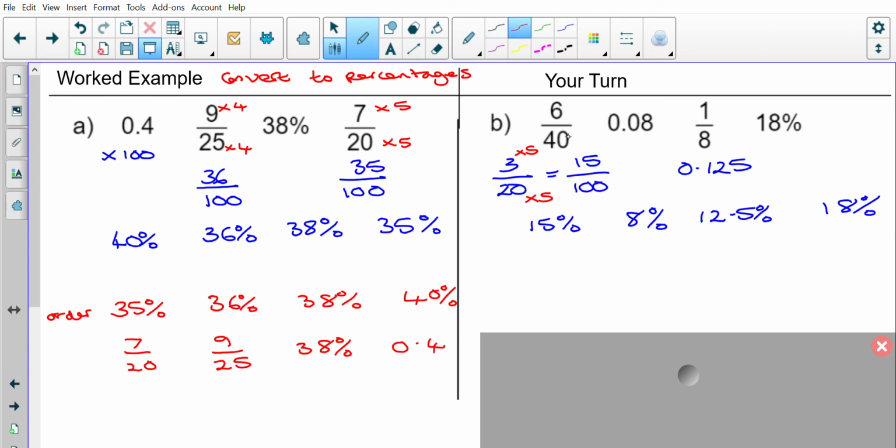So now if we put these in order, we start with 8%, which is 0.08, and then we can see we've got 12.5%, which is 1/8, 15%, which is 6/40, and last of all, the highest is 18%.